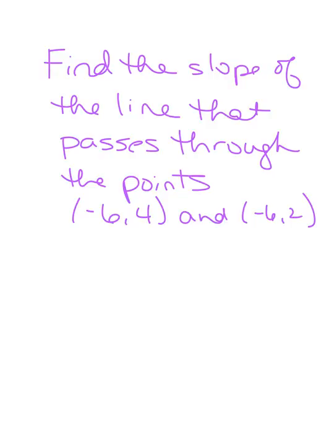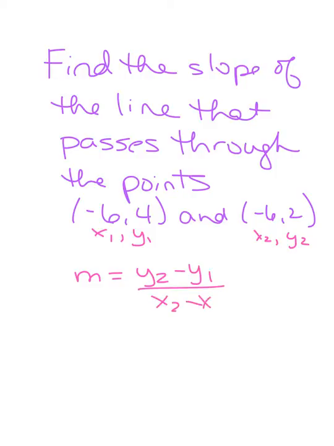We are asked to find the slope of the line that passes through the points negative 6, 4 and negative 6, 2. So I'm going to label these. This is going to be my x1 value and this is going to be y1. And my other point is going to be x2 and y2. And I'm going to use that in my slope formula, which is slope is equal to y2 minus y1 over x2 minus x1. So that gives me the rate of change or the slope.